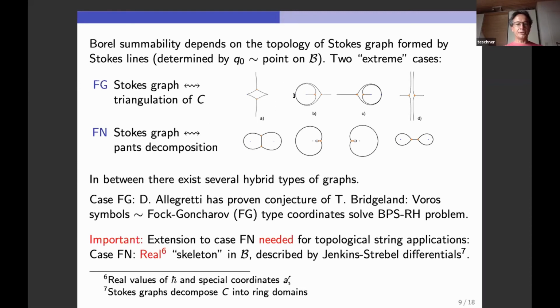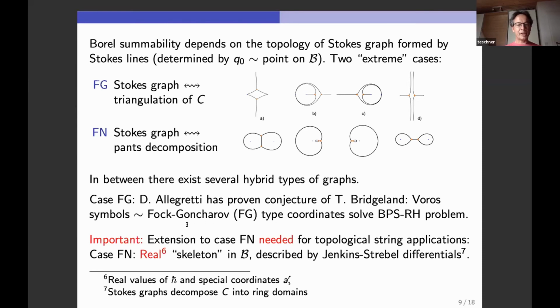So there is a nice situation, and there's a lot of mathematical work already on the cases where we have triangulations as Stokes graph. In particular, Dylan Allegretti has proven a conjecture of Tom Bridgeland's that for that case, the Voros symbols are Fock-Goncharov type coordinates solving the BPS Riemann-Hilbert problem.